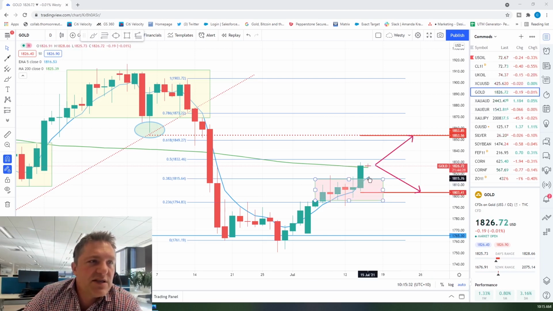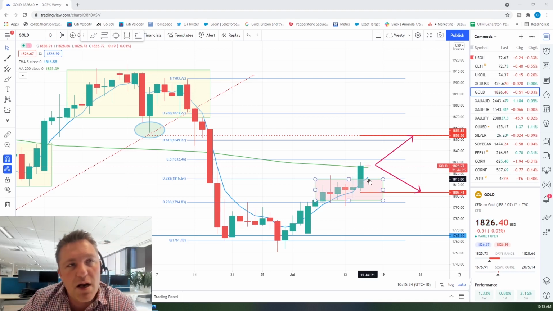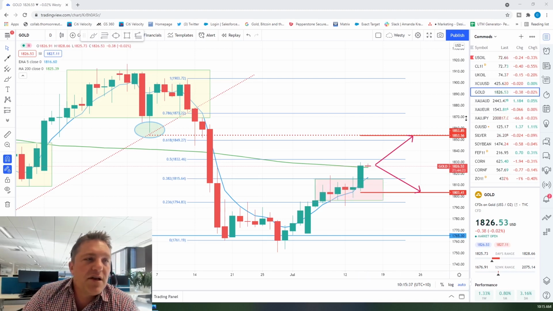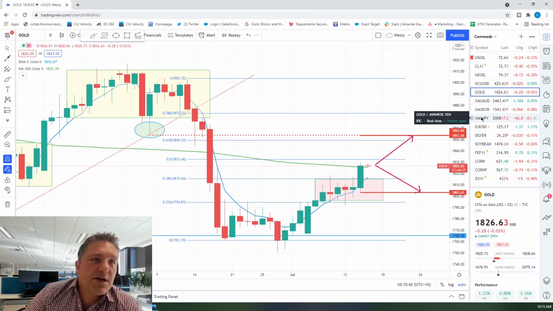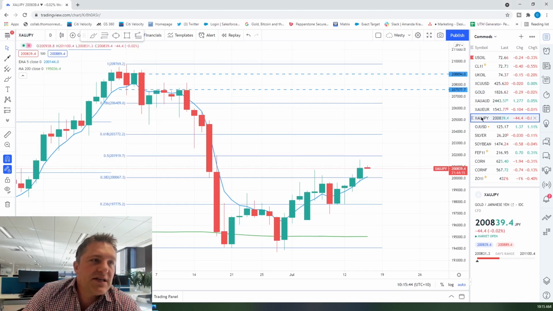The market's respecting this 5-day exponential moving average. Until we can close below that level, then I think the path of least resistance at the moment is higher, and we've seen that with the positioning. The position is not overly stretched. We do have the Fed meeting next week, and that's something that we do need to consider ourselves.